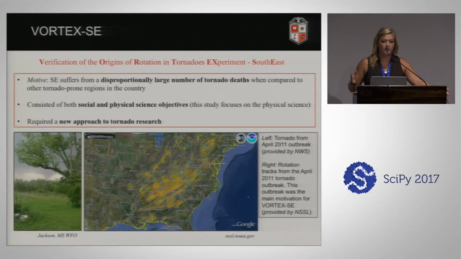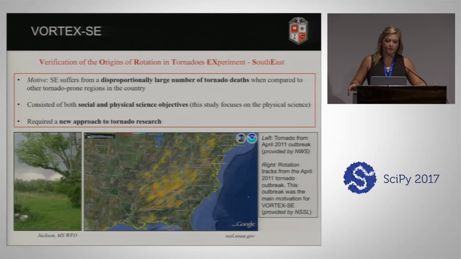Well, the main motive was that the southeast suffers from a disproportionately large number of tornado deaths when compared to other tornadic regions in the country. So while we may get more tornadoes in the so-called Tornado Alley, we still get a lot of tornadoes in so-called Dixie Alley in the southeast, and there's a lot more deaths, which is not something you want to hear. So this project consisted of both social and physical science objectives. However, mainly I will be discussing the physical science in this.